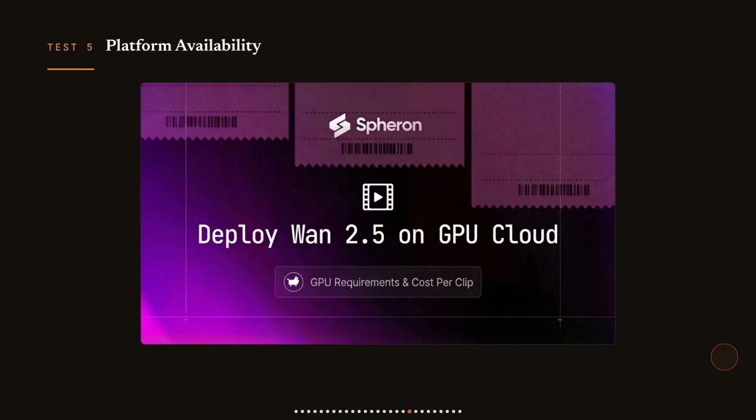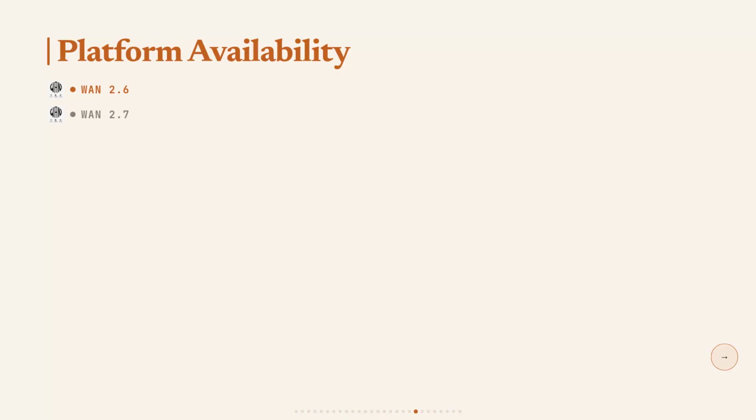Test 5. Platform availability. A scenario that trips up a lot of builders. You've deployed on Cloudflare Workers AI because of latency requirements and need to know your model is actually available there. Or you want to self-host on your own GPU and need the weights on Hugging Face. Picking the wrong model and finding out it's not on your platform is a day-wrecking problem. I went through each platform's model catalog, and the story is the same across all of them.